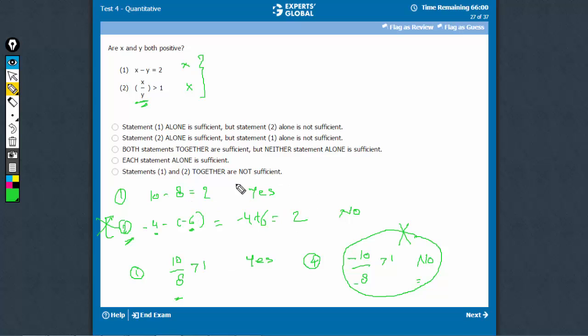Now we are left with only case 1 where yes is an answer, and we are left with case 1 again where yes is an answer. So after combining, we are getting yes as a possibility. The exceptions have been eliminated where we were getting no as a possibility. Therefore, on combining, we can say yes. X and y are both positive, and to reach here, we had to use both the statements. Therefore, C is the right choice.